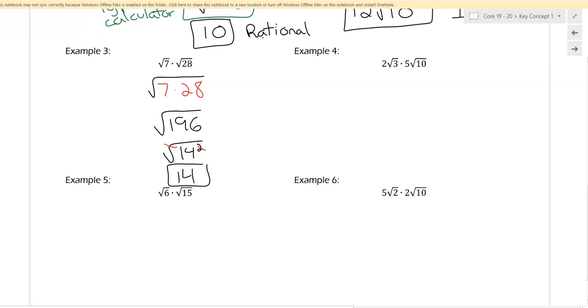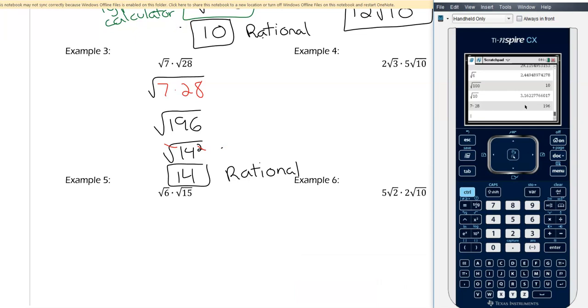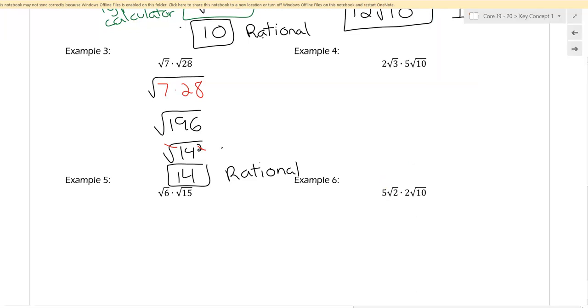14 is a rational number, it's just an integer. So this way or this way is a 2. I could also easily type this in my calculator, right, and I get 14. So two ways of thinking about it.